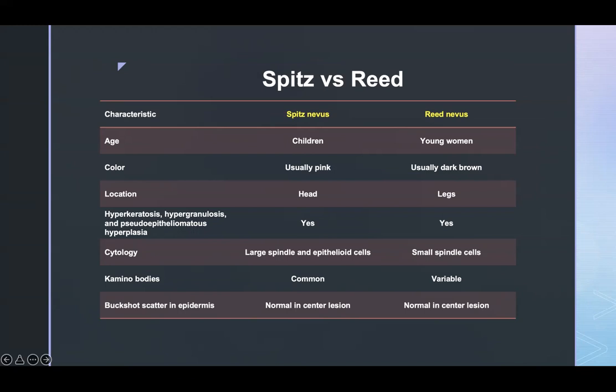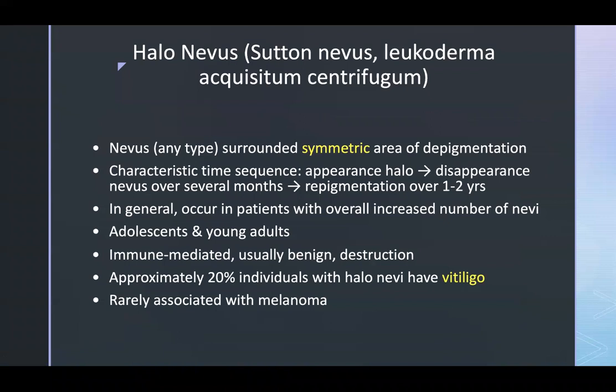On the cytology, though, they differ because the Spitz nevi have large spindled and epithelioid cells, whereas the Reed nevi have small spindled cells. Spitz nevi have Kamino bodies very commonly, whereas Reed nevi only have them variably. And Spitz nevi often show buckshot scatter in the epidermis, which can be normal in the center part of the lesion. And Reed nevi also show that same feature of normal central buckshot scatter of the melanocytes in the central lesion.